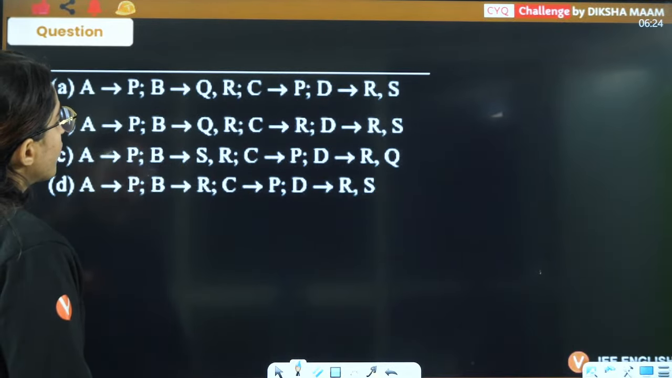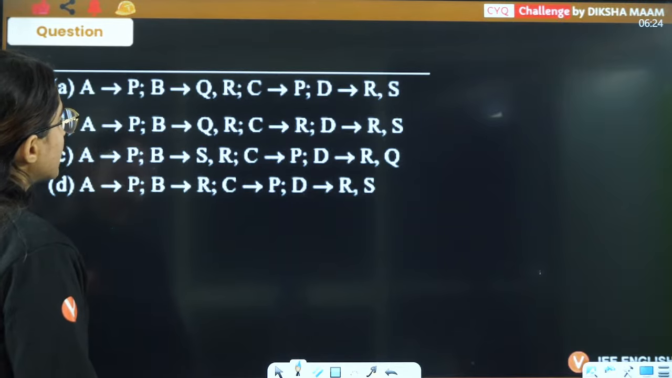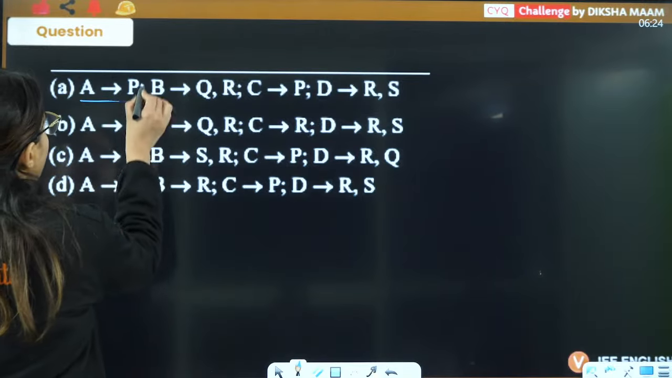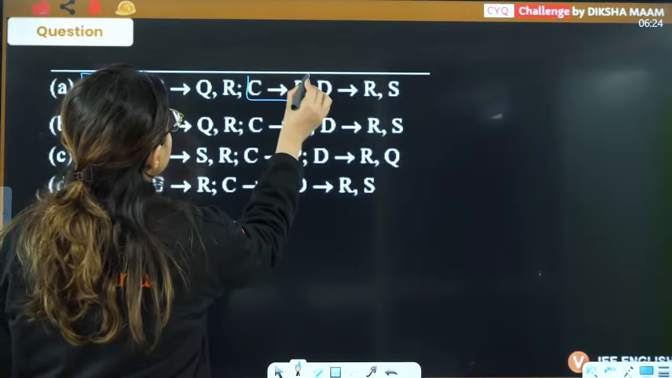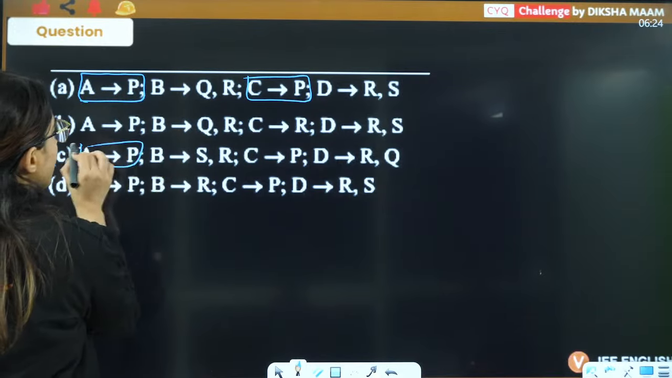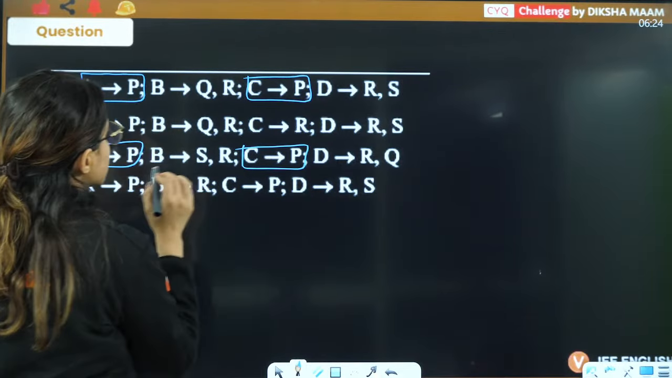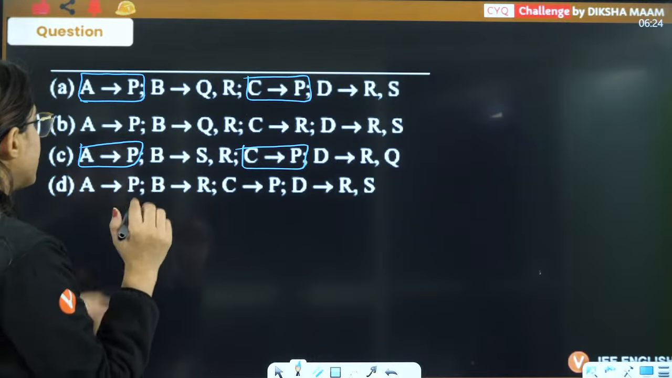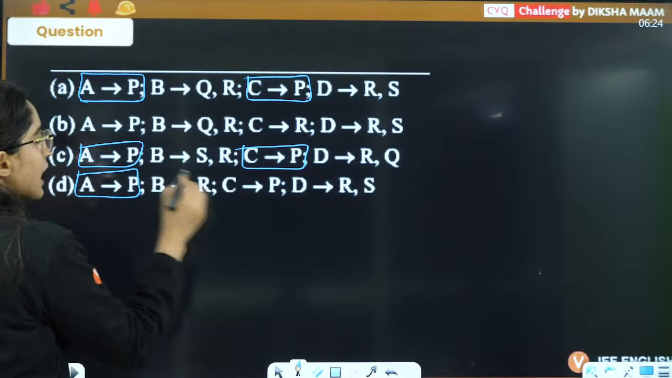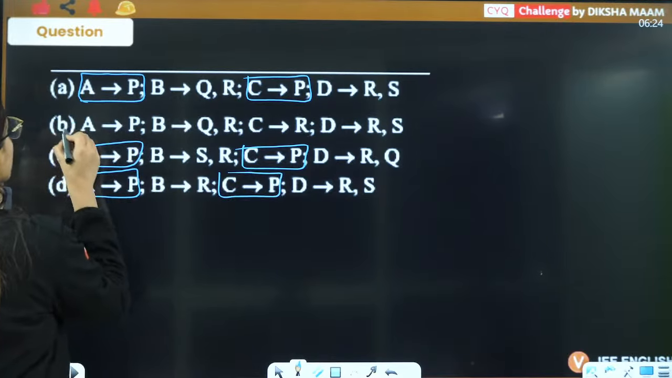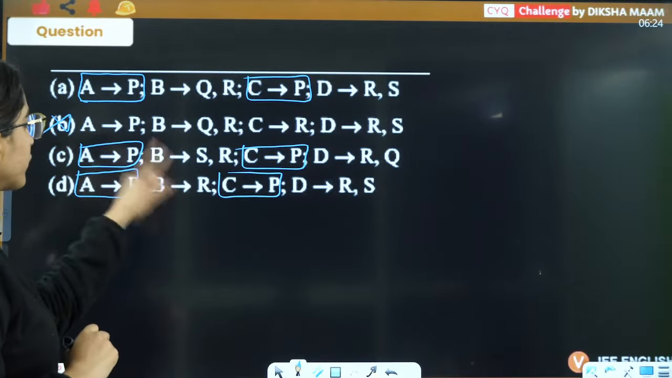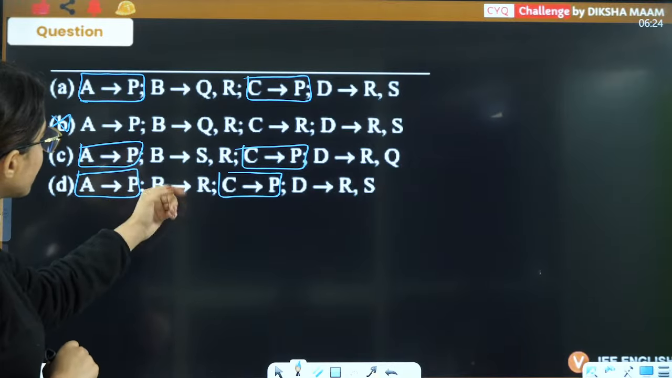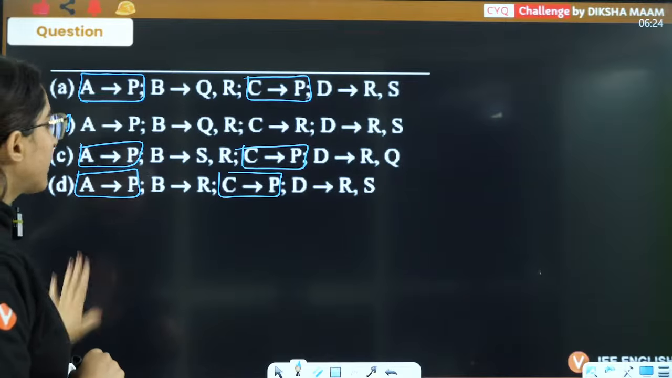Chlorobenzene and bromobenzene is also P, so C is also P, right? So you can see here, A is P and C is P in this case, A is P and C is P in this case. In other cases, both of them are not P. Here also A is P and C is P, so this one is eliminated. We have to now see whether B is Q or B is S or R, or it is only R. Okay?